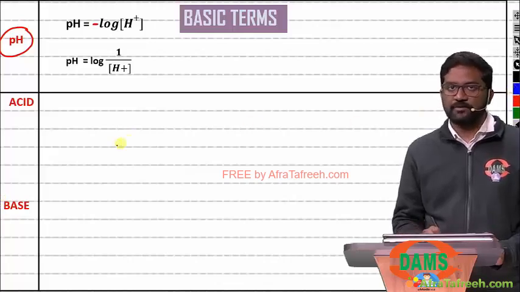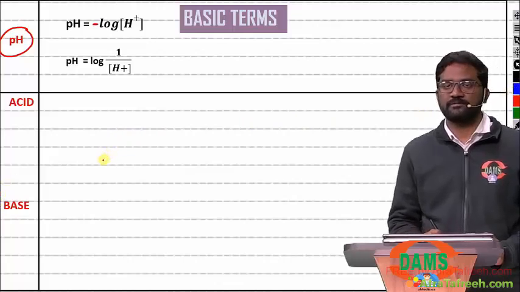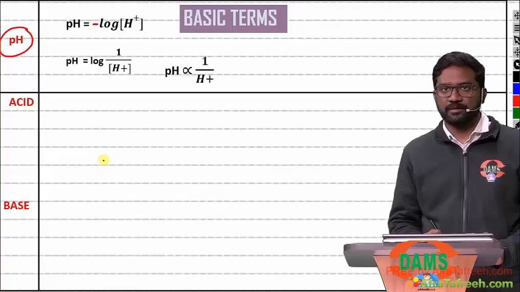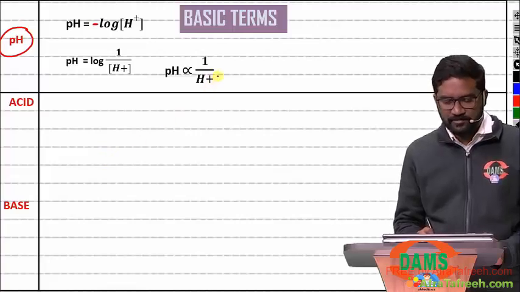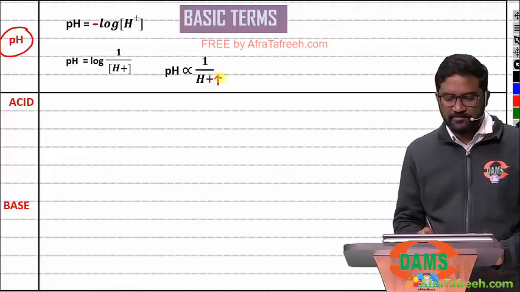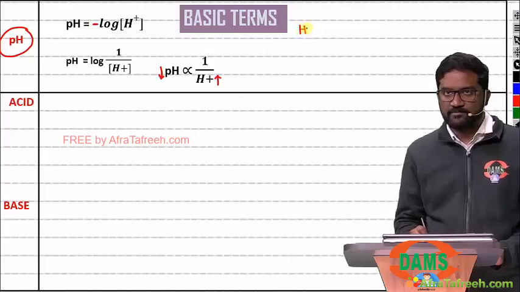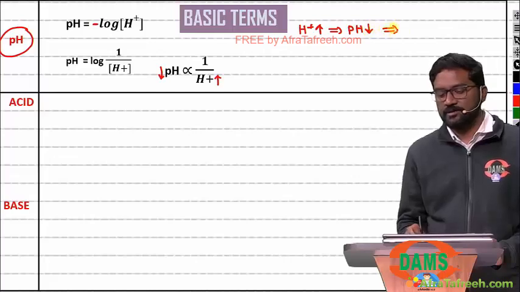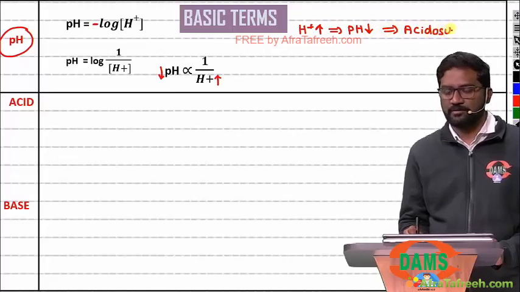Now with this background, what will be the relationship between pH and H plus? It will be an indirect relation. So it means because of some disease, if H plus is increasing, automatically pH will decrease. Anywhere reduced pH is referred to as acidosis.